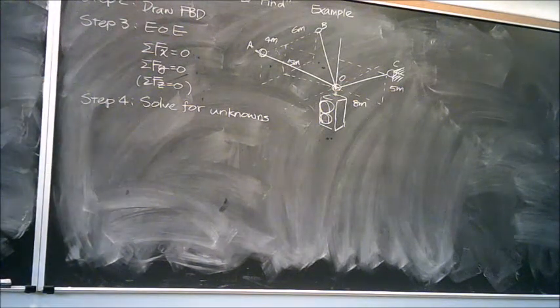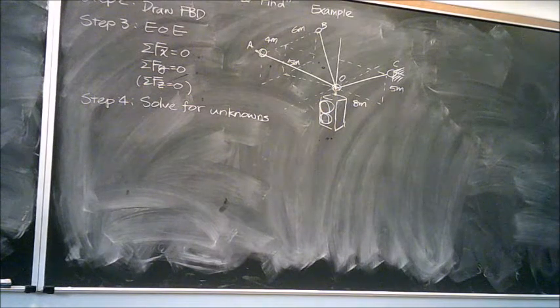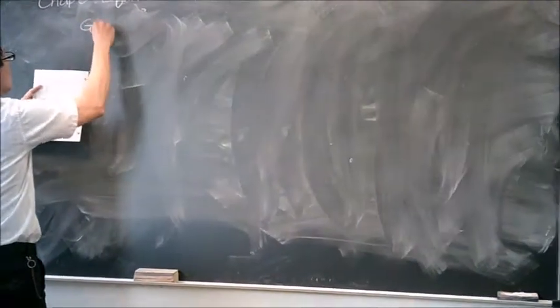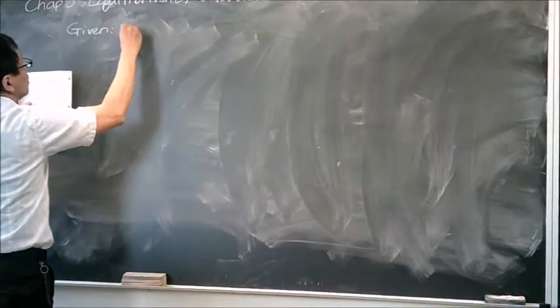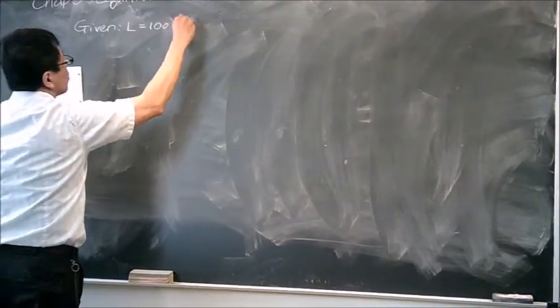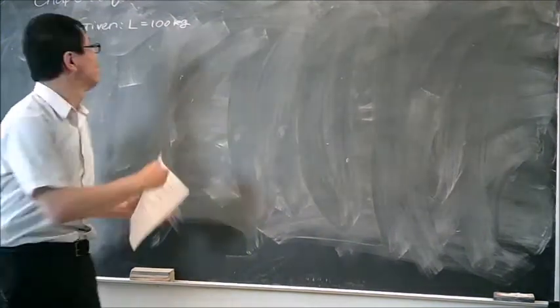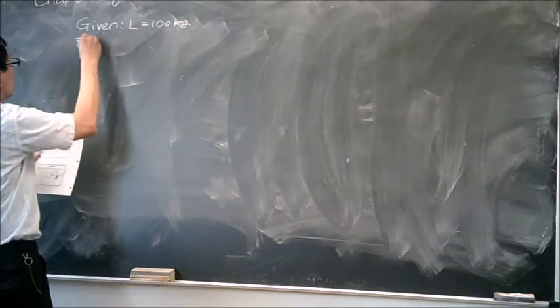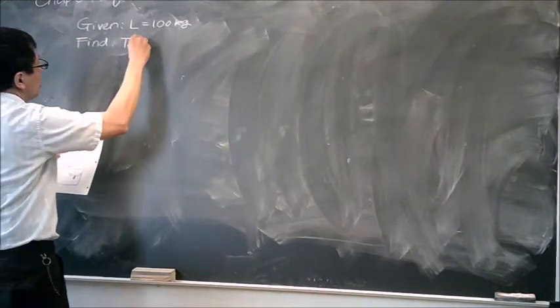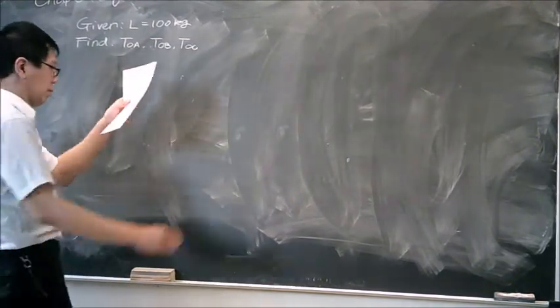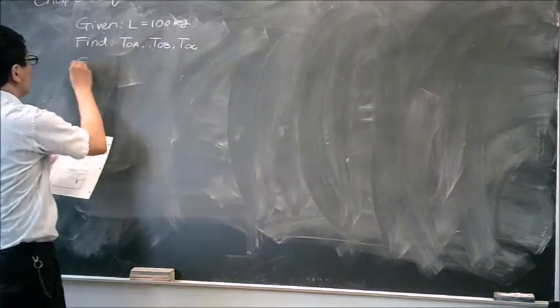Okay. Question about the problem statement? So, I'm given the load of 100 kilograms, which means the force needs to be multiplied by 9.81. We need to find TOA, TOB, TOC. Let's start.